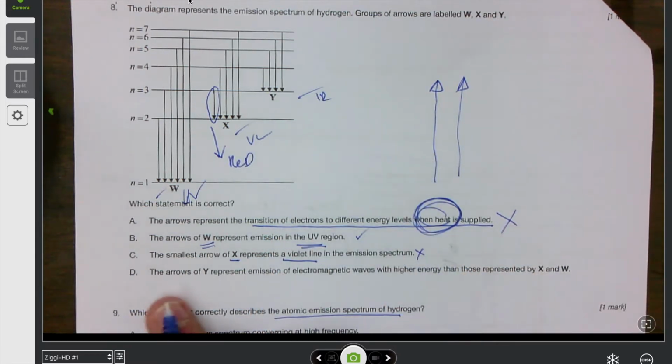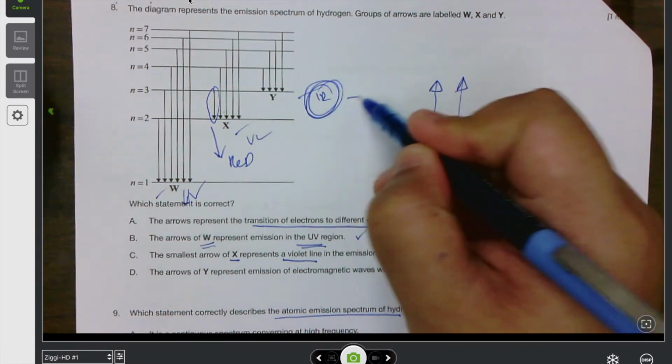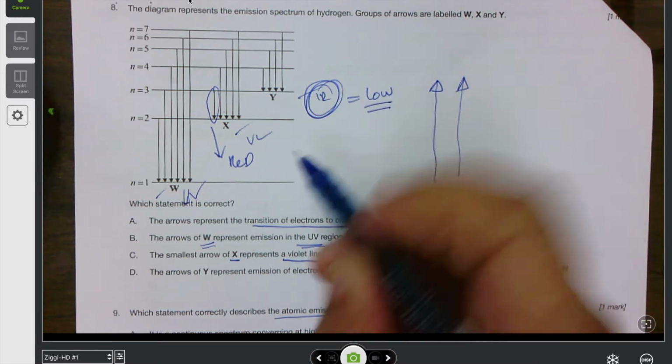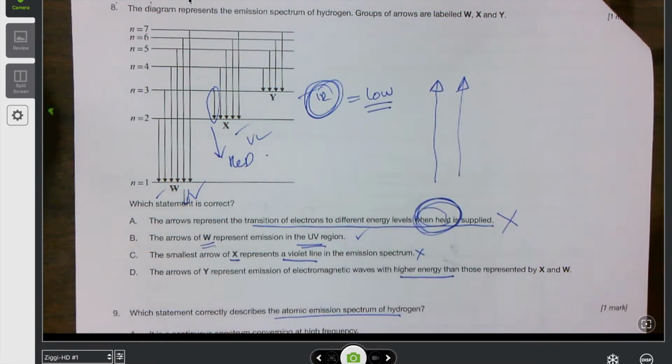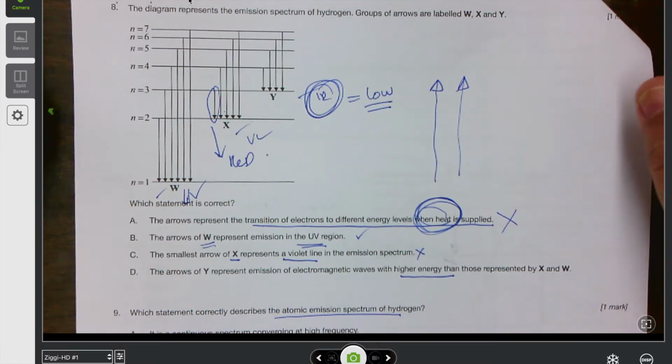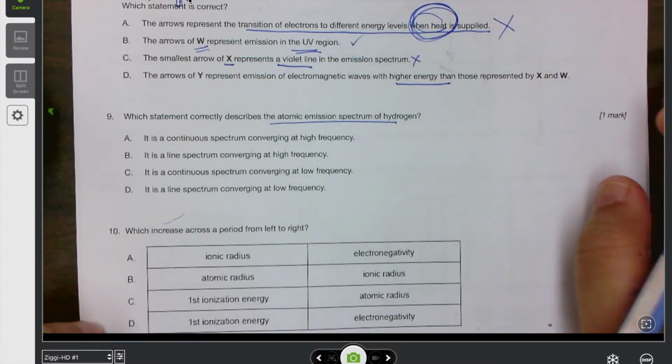So wrong. The arrows of Y represents emission with higher energy. Infrared is low energy compared to visible light and UV. That's why you can expose yourself to infrared, you don't die. Expose yourself to UV, you get cancer. It's higher energy. Okay, number 9, stop, go.